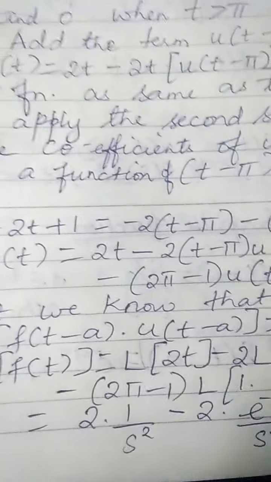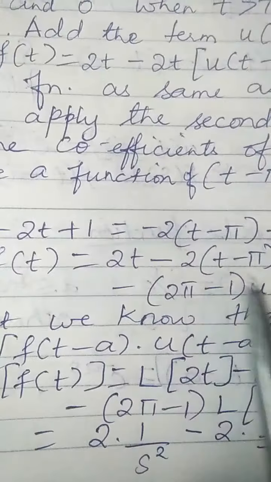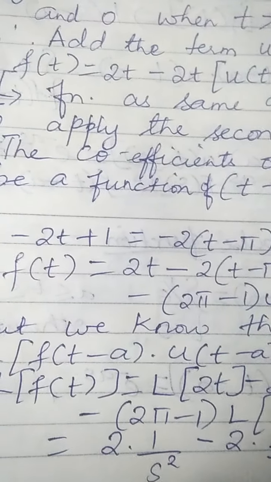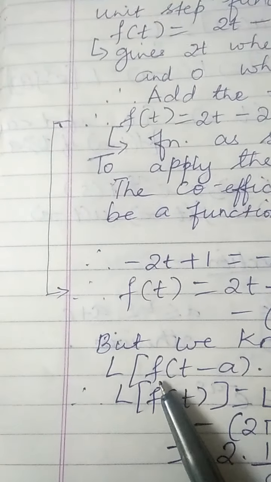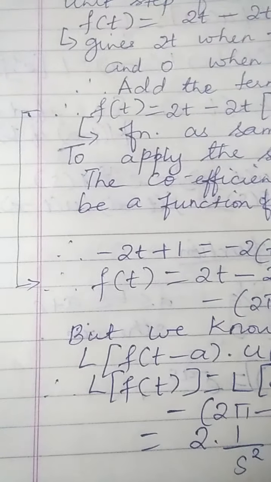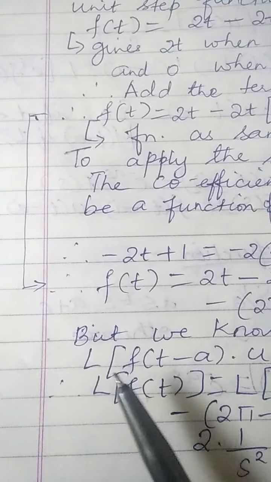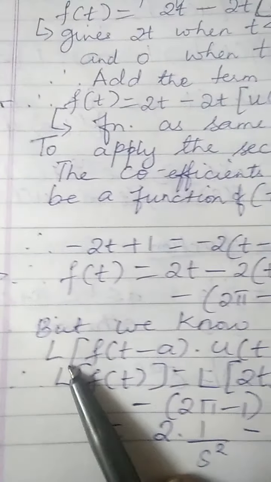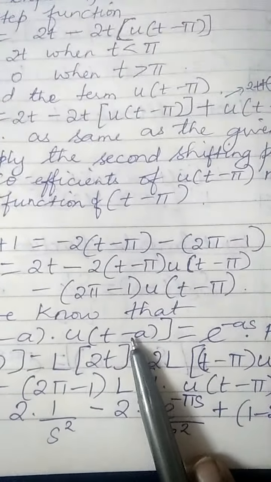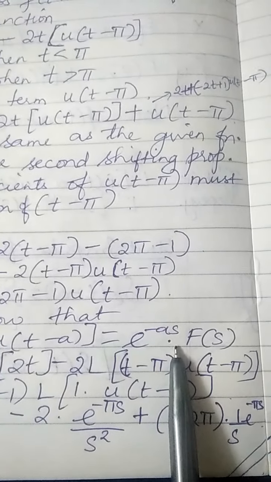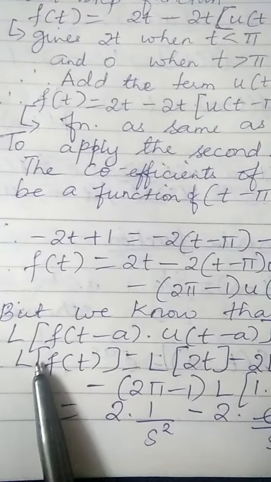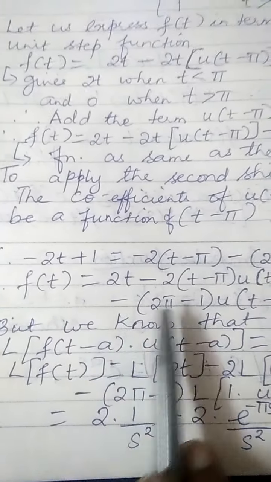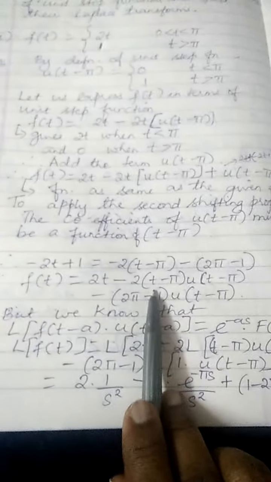So having got f of t as a function of t minus pi and u of t minus pi, we need to take Laplace transform on both sides. We already know by the second shift property that L of f of t minus a into u of t minus a is equal to e power minus as F of s. Therefore, using that, take L on both sides of this function.